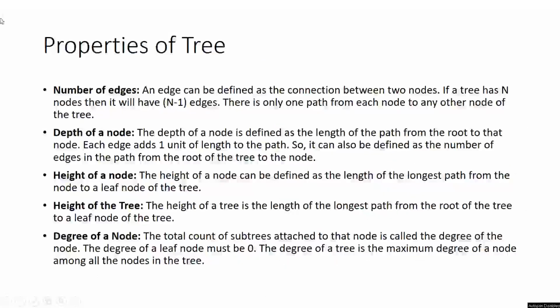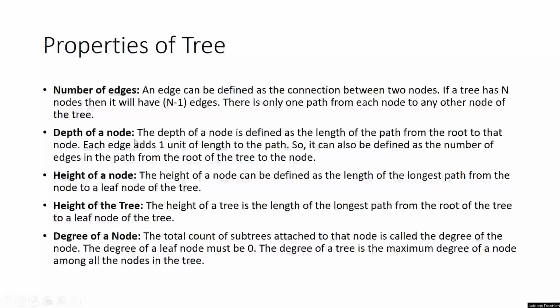So let us see the properties of trees. First, the number of edges. How many edges will we have in a tree? If a tree has n nodes, then it has n minus 1 edges. And the basic property of a tree is that there is only one path from one node to another node. There will be no multiple paths.